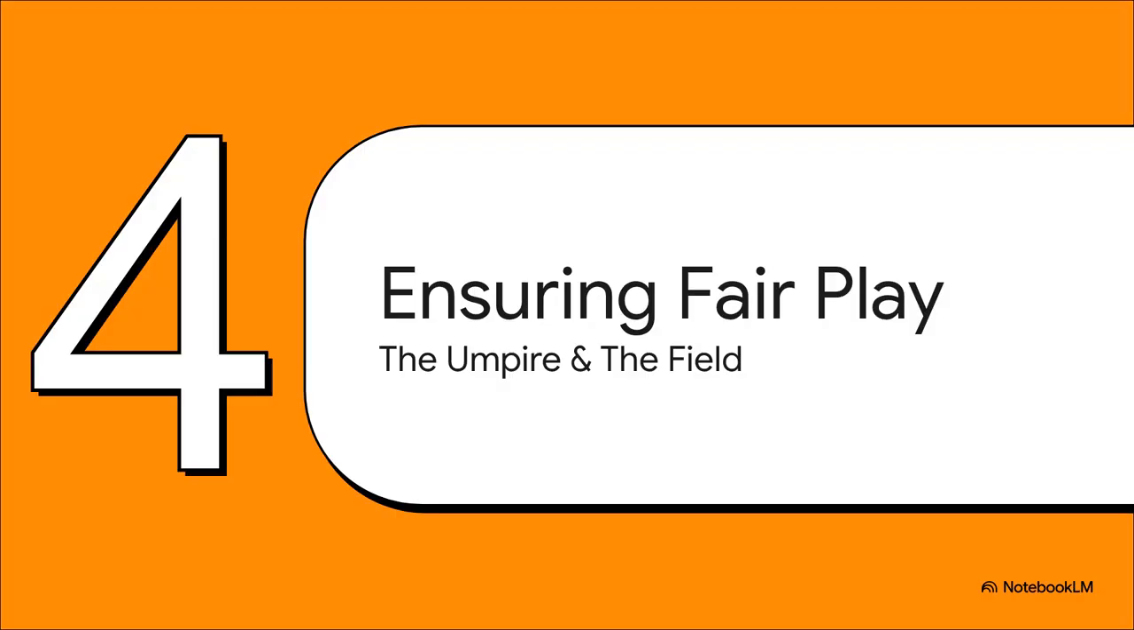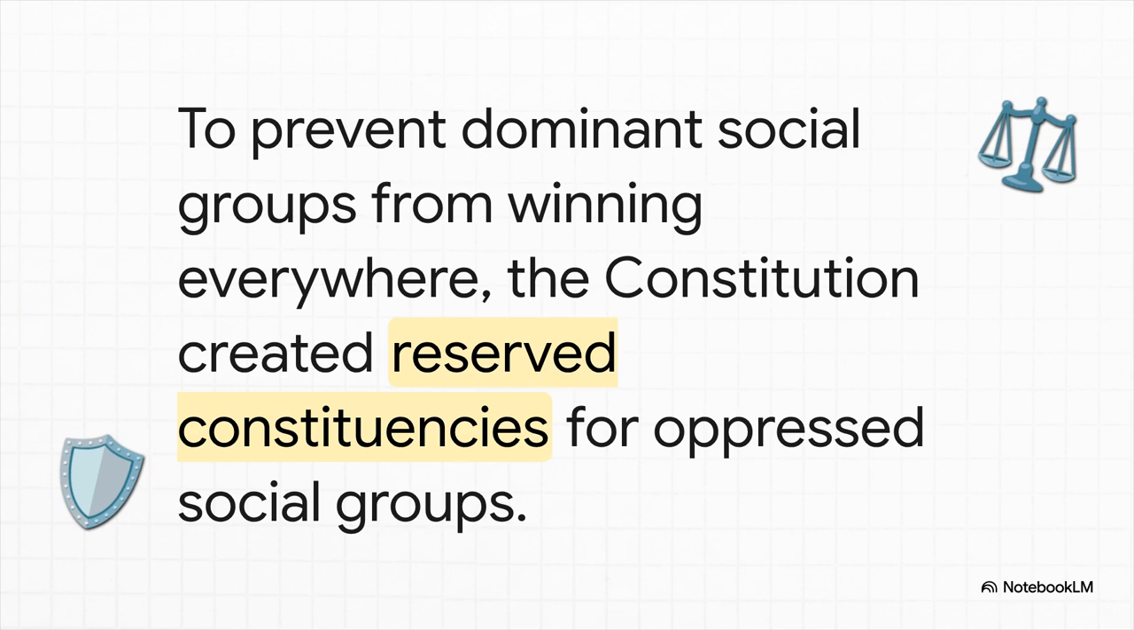But a fair game needs more than just a rulebook. You also need some protections for all the players, and you absolutely need an impartial umpire to enforce those rules. India's constitution tried to build in both. One of the most important safeguards was created to deal with India's long history of caste discrimination. To make sure that marginalized groups weren't just locked out of power forever, the system of reserved constituencies was created.